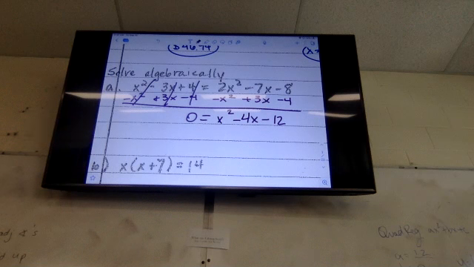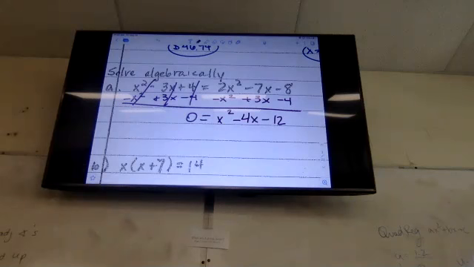Once I get here, there's a ton of ways I can solve this. What's one way I could solve this? Quadratic formula. Perfect. What's another way I could solve this? Factor. What's another way I could solve it? Complete the square if you're feeling crazy. I did say algebraically, so graphing is not an option here. So those are 3 great options.